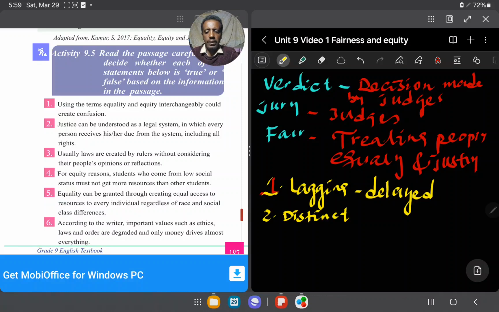What does distinct mean? Unique or separate.